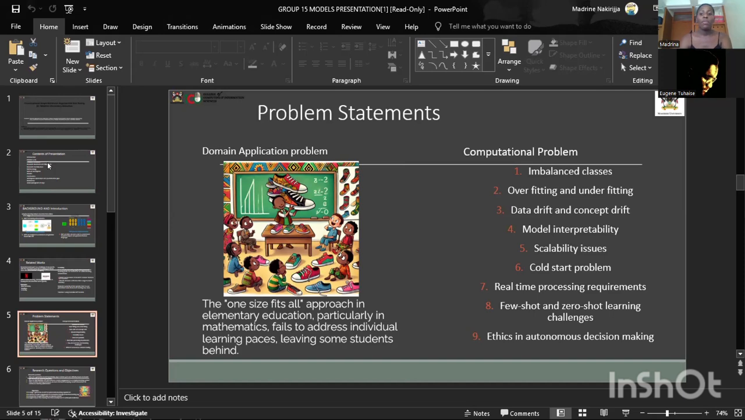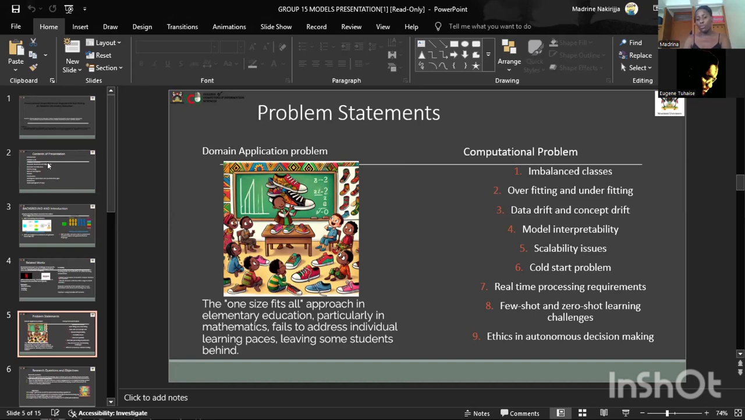But when you're coming up with a system, you always face challenges, as we've always been telling you, and there are challenges that we expect to face in this. For example, imbalanced data sets, overfitting and underfitting, data drift and concept drift, and model interpretability, where we talk about it being a black box. Then scalability issues, where the numbers are growing but the system is not able to cater for all those big numbers.